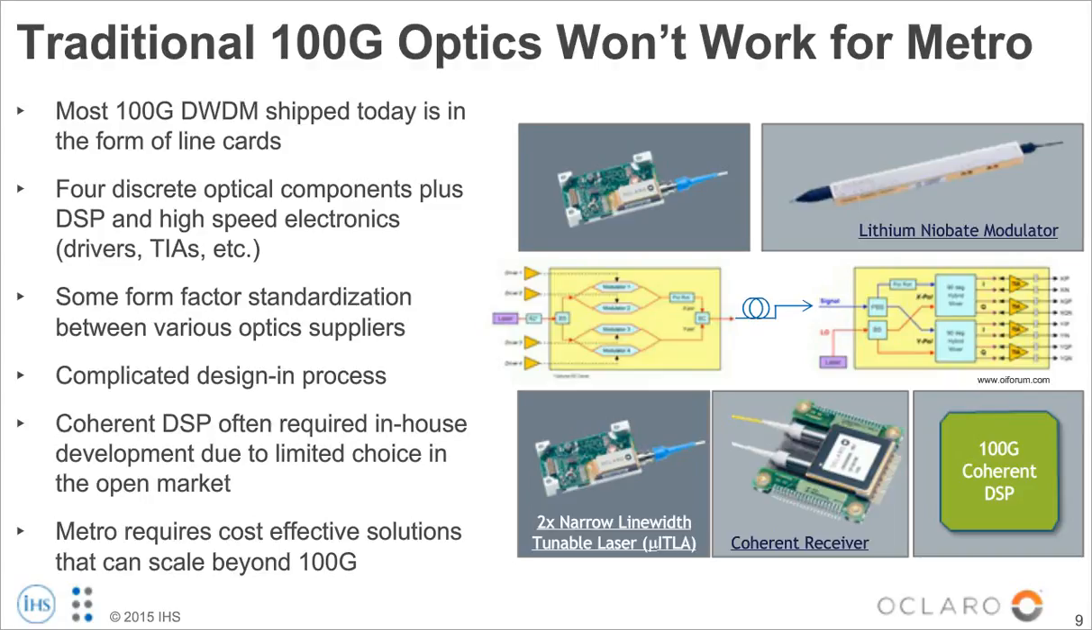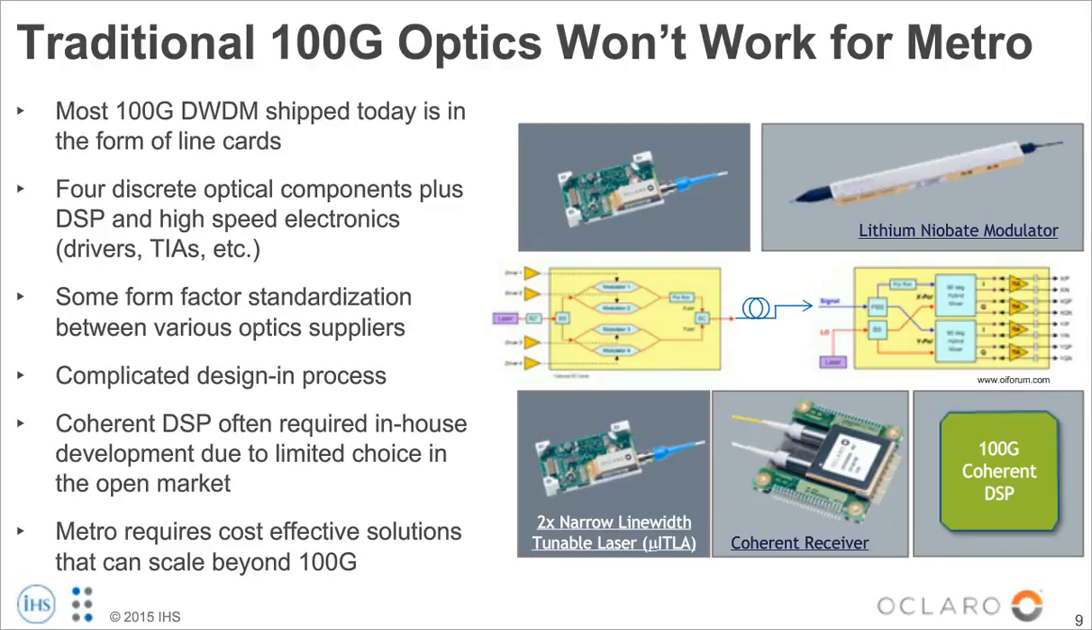Most 100 gig DWDM shipments are in the form of line cards today. And from the optics perspective, you need a tunable laser on the transmit side. You go through a lithium niobate modulator to modulate the light. And these are pretty complicated components. You have two pairs of nested Mach-Zehnders, the bias control, the drivers for the modulator. And then on the receive side, you have another narrow linewidth tunable laser to act as the local oscillator, and the coherent receiver or intradyne receiver, and the coherent DSP. So that's a lot of optics, 4 different components with a lot of discrete electronics.